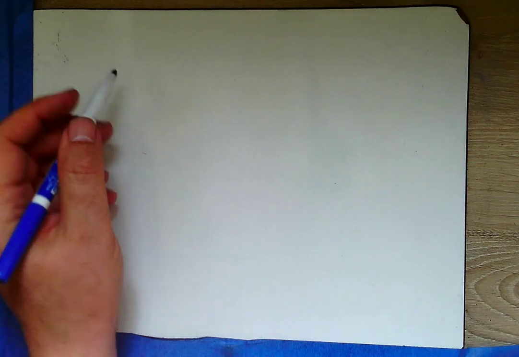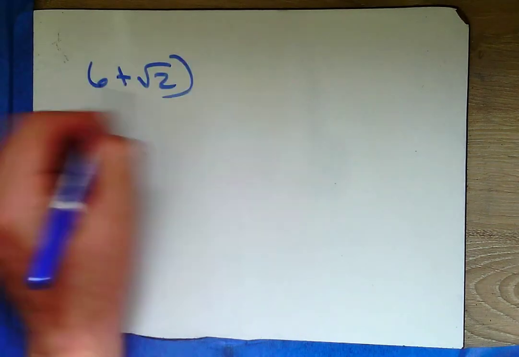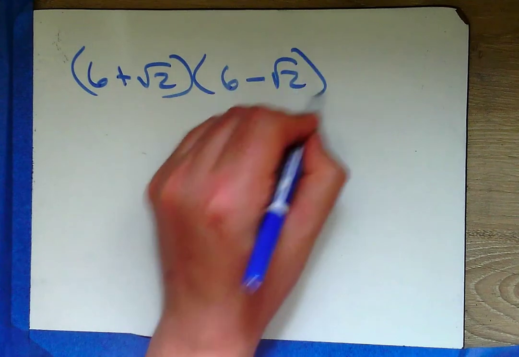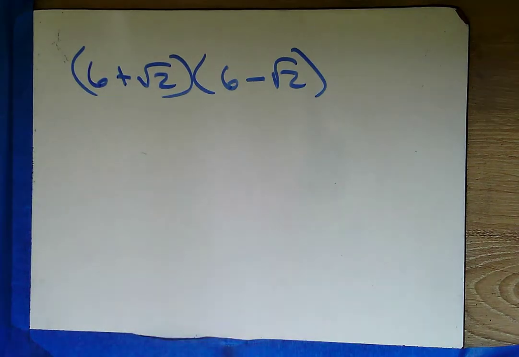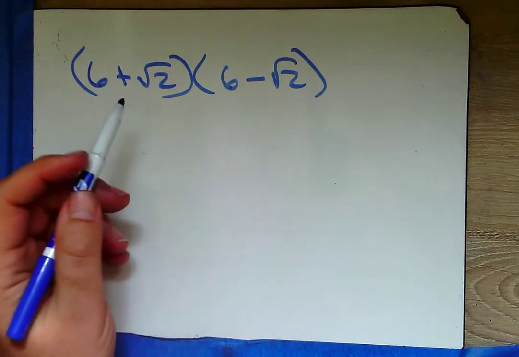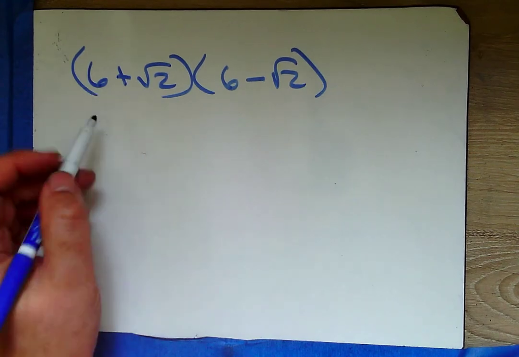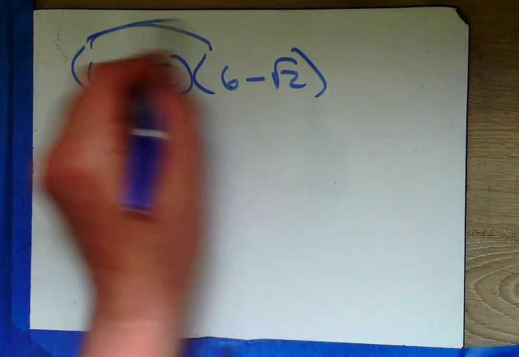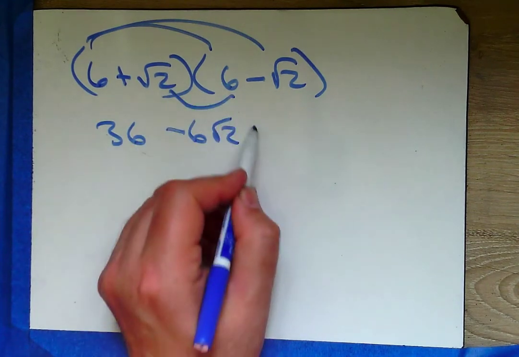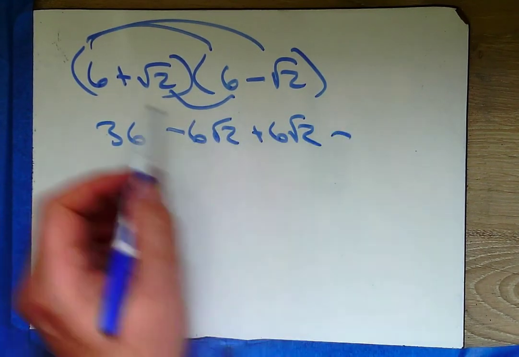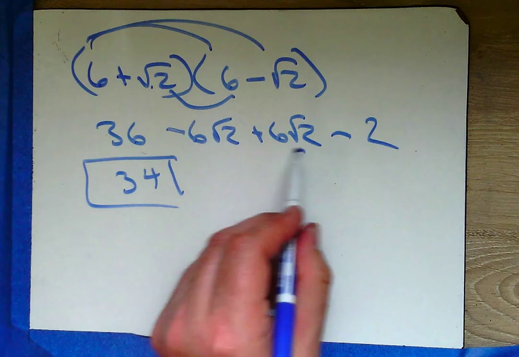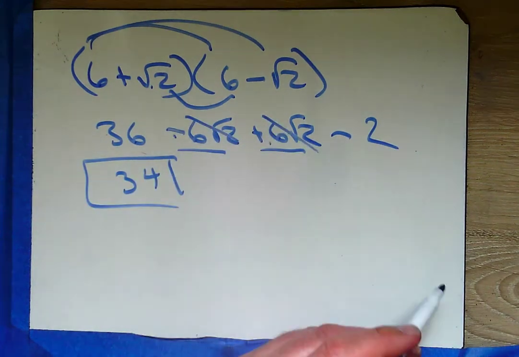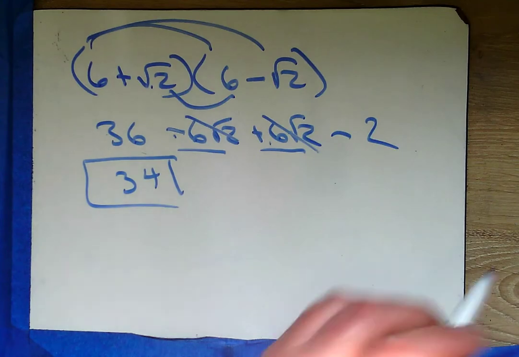Let's try one more of those as our last round 2 problem. 6 plus root 2, 6 minus root 2. Okay, give that one a try, pause the video, see how it goes. All right, so when you FOILed, 36 minus 6 root 2 plus 6 root 2 minus root 2 times root 2 is 2. So 34 is my answer here because these middle ones are opposites and cancel each other out. Yeah, that's how that one goes.